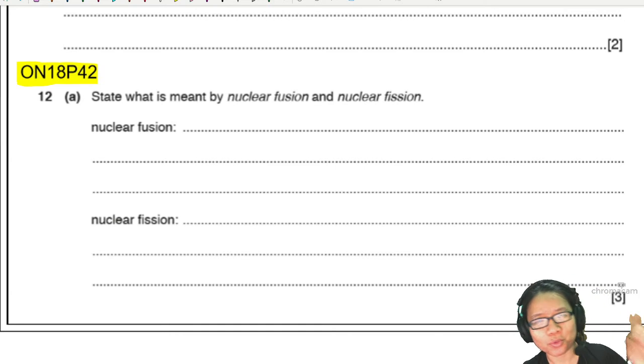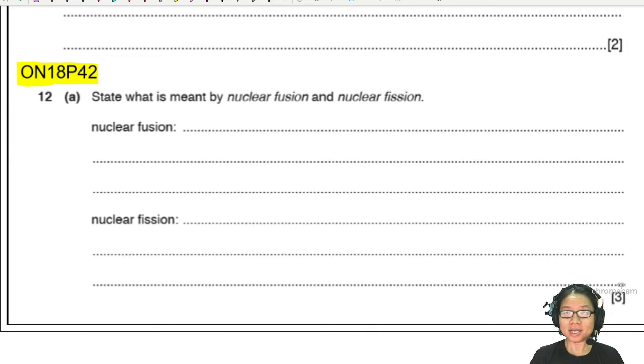ON18, Winter 18, Paper 42. In this example, we are going to look at nuclear fusion, which is something that is very much cooler than fission, where you take two smaller particles and combine them together. We're going to calculate the energy release per reaction and probably use the mole concept.